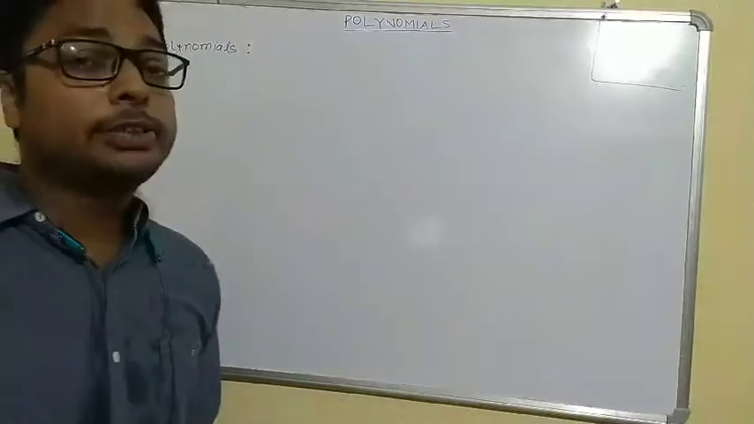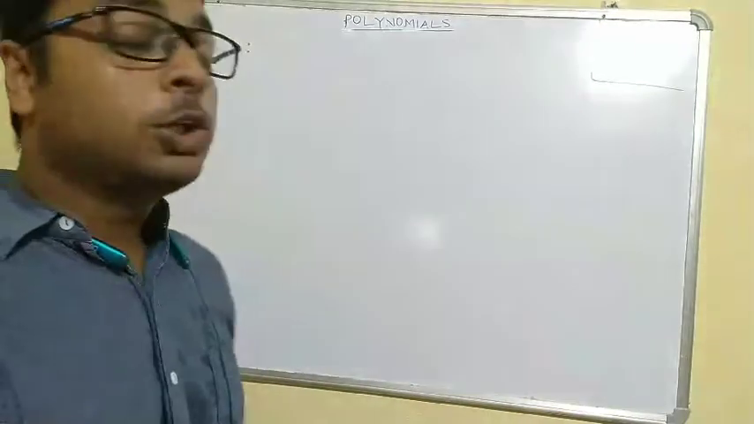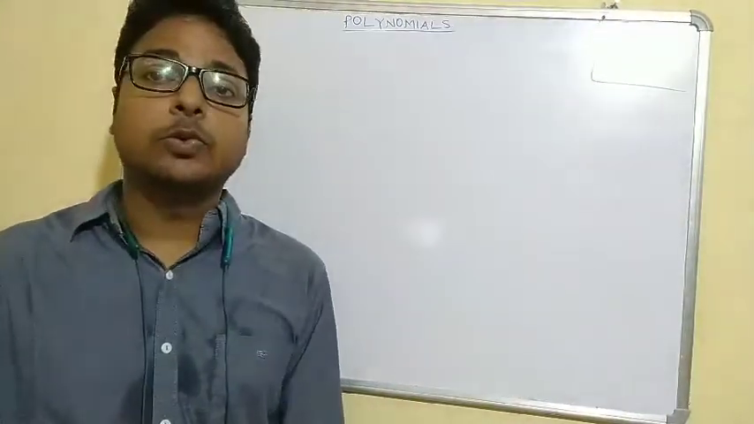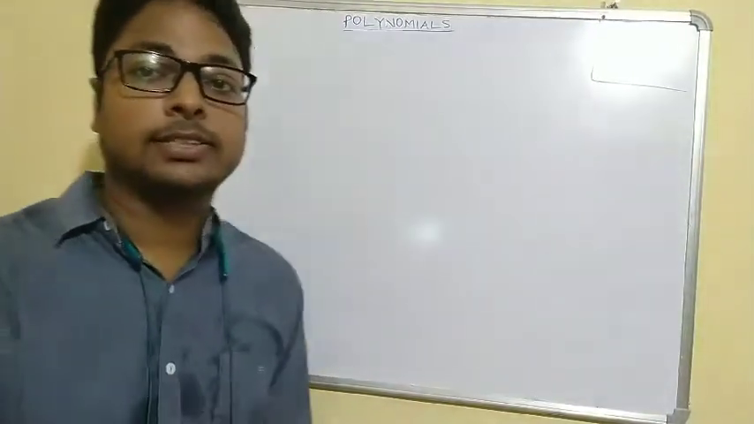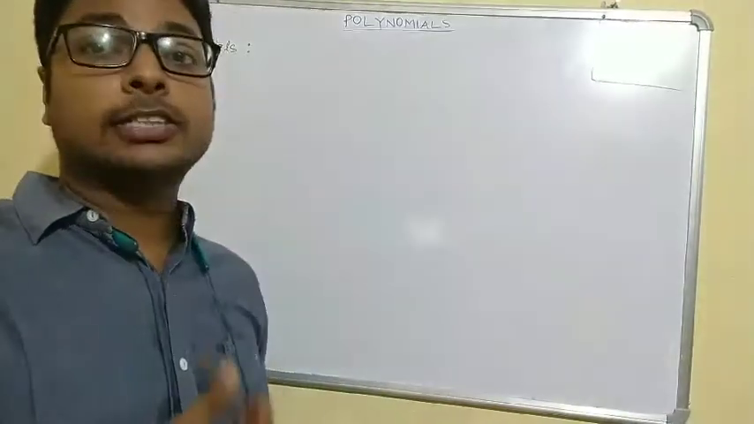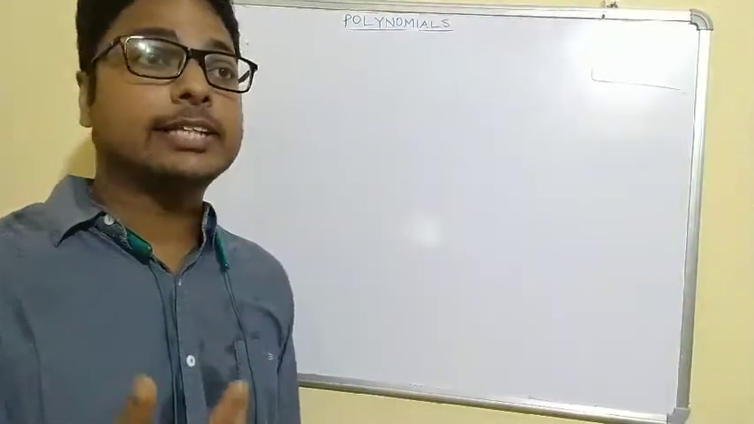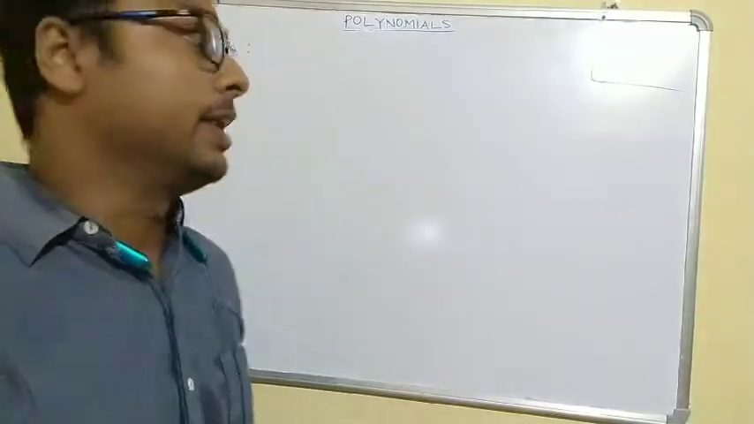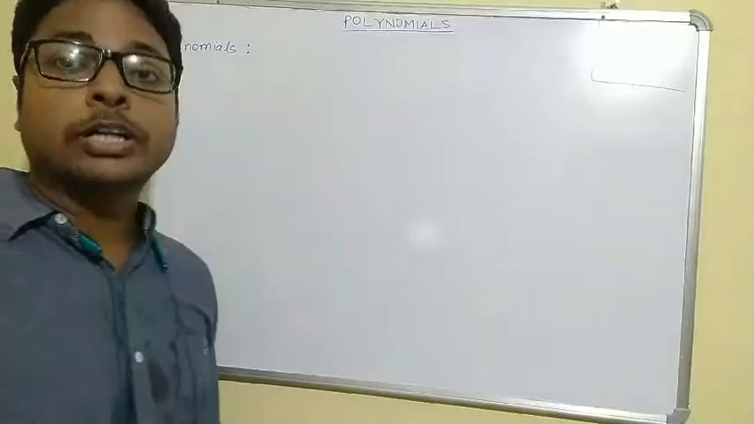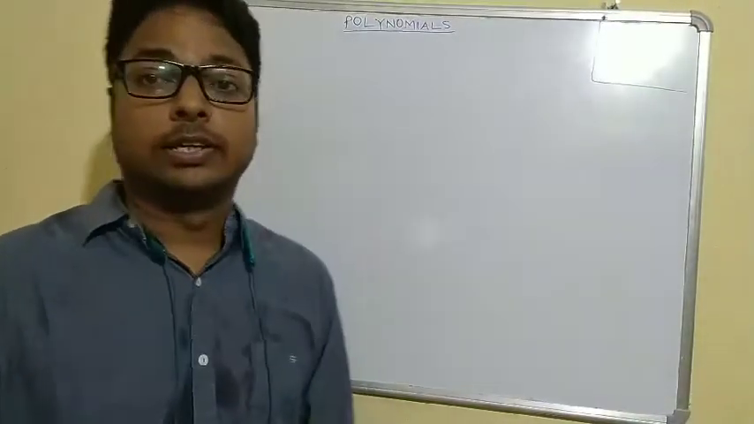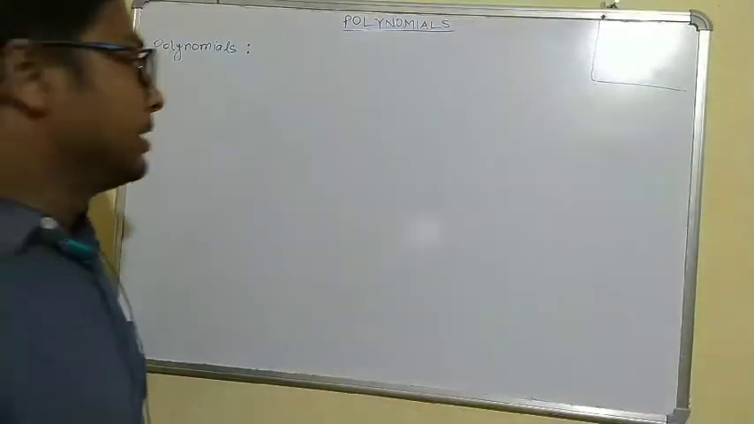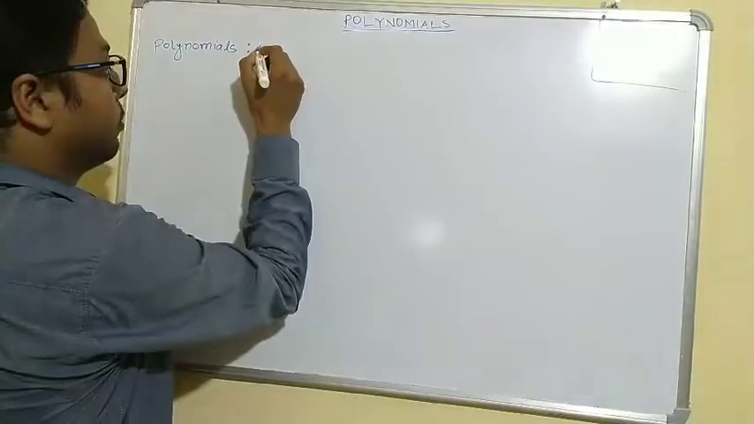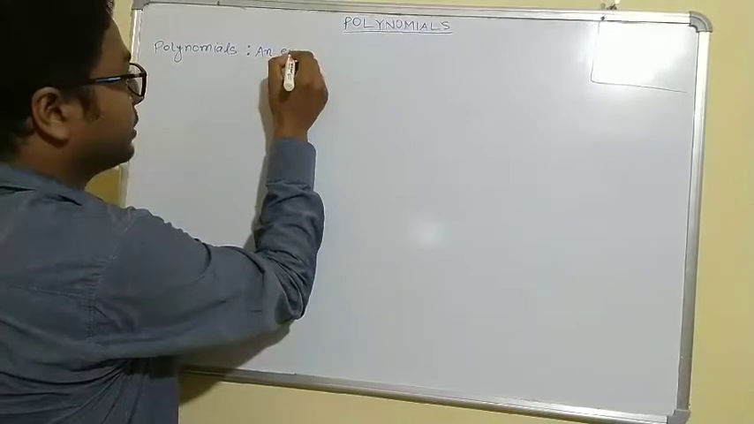First of all, what is a polynomial? A polynomial is an expression of f(x) equal to a naught plus a1x plus a2x square plus a3x cube and so on up to an x to the power n, where an is not equal to 0. It can be written as a polynomial expression.